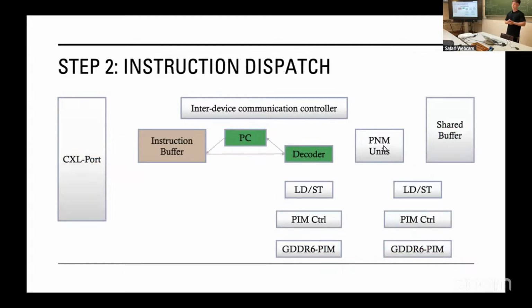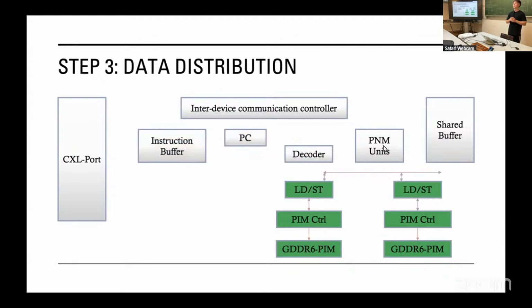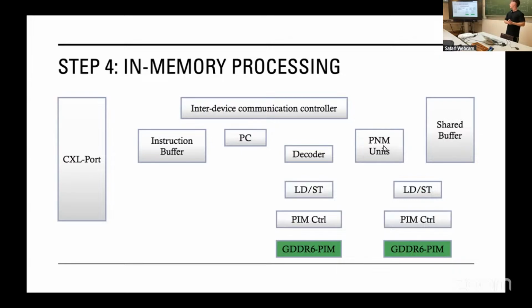The instruction dispatch happens in the instruction buffer, where the program counter iterates through them, and the decoder decodes them. Afterwards, the data is distributed, calculated, and processed in the different PIM devices. While it's processing this data, it's still distributing the data between the PIM devices. Hence the GDDR6 memory chips perform the in-memory processing.